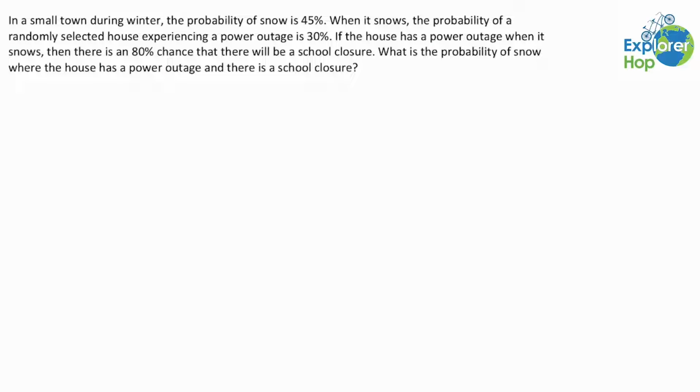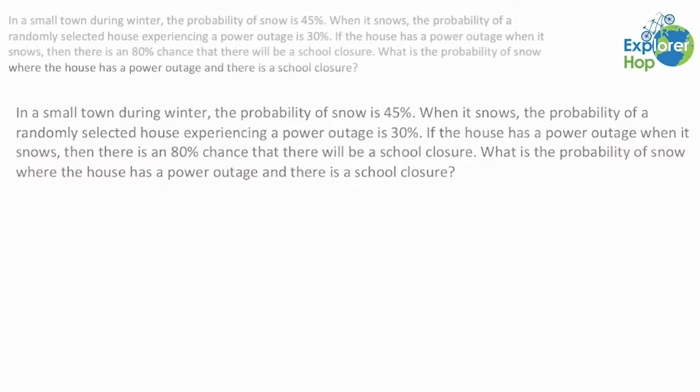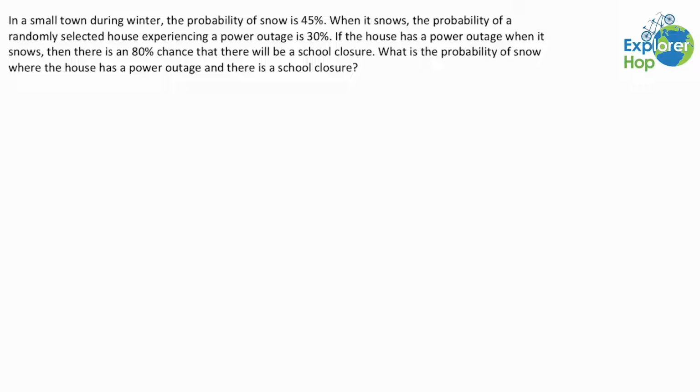So for this example, we're told that in a small town during winter, the probability of snow is 45%. When it snows, the probability of a randomly selected house experiencing a power outage is 30%. If the house has a power outage when it snows, then there is an 80% chance that there will be a school closure. What is the probability of snow where the house has a power outage and there is a school closure? First, let's start by defining the following events.